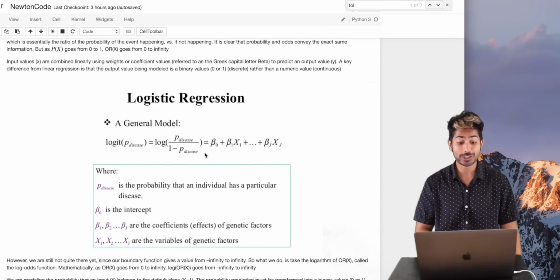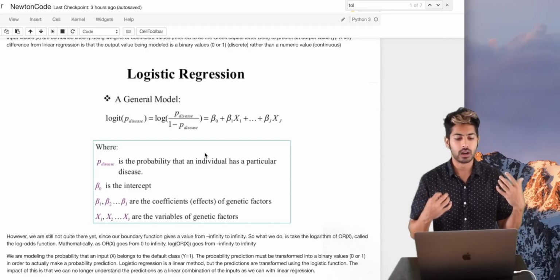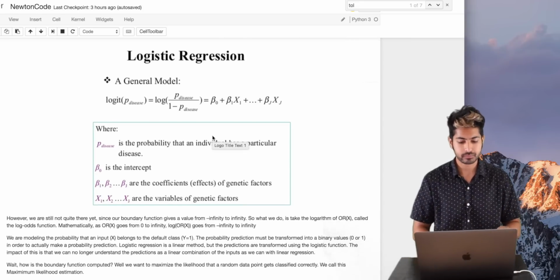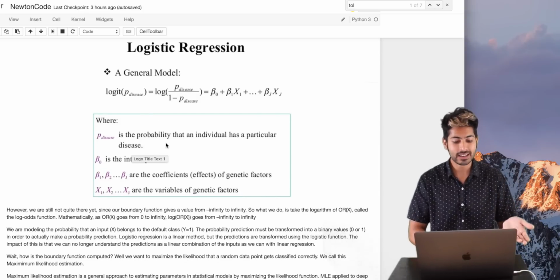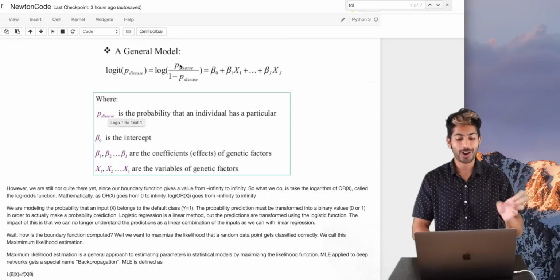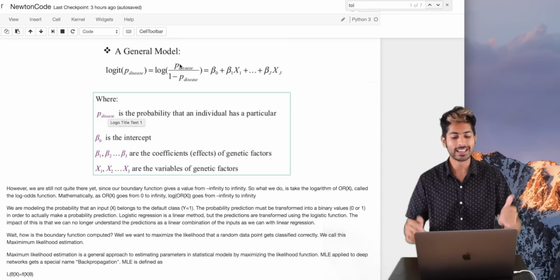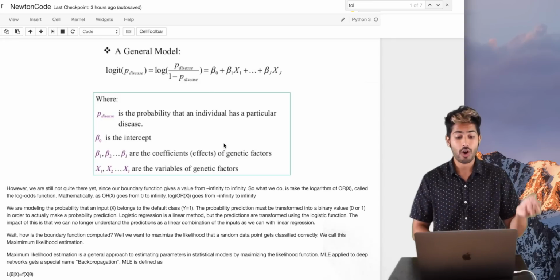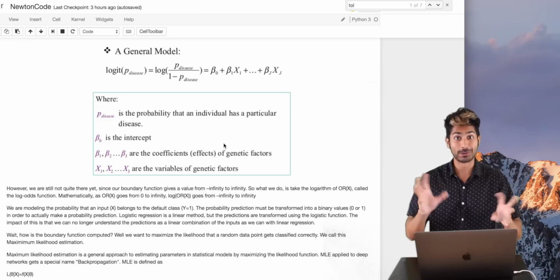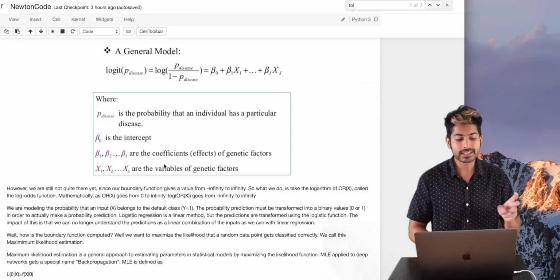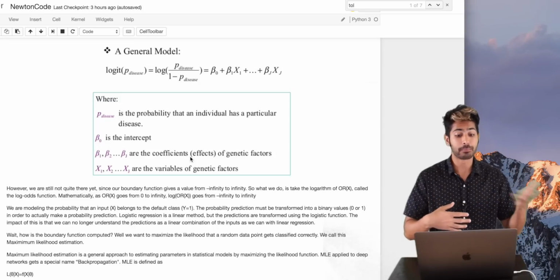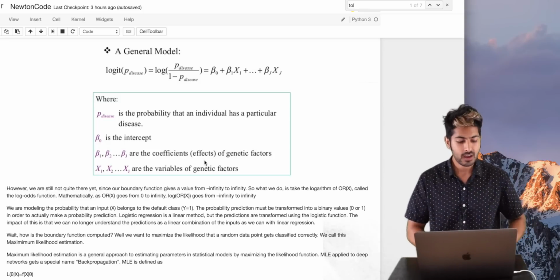So the general model for logistic regression looks like this, where we have some log odds on the left, and then some function on the right. In this case, you could say the probability of having a disease is P. So the log of the probability of the disease over 1 minus the probability of the disease is going to be equal to our function, and these coefficients are the effects of the genetic factors. Each of these coefficients are weight values that will be tuned and learned as we train our model. And these x values are the variables for those genetic factors. Each of those represents one of the features that results in the probability that an individual has a particular disease.